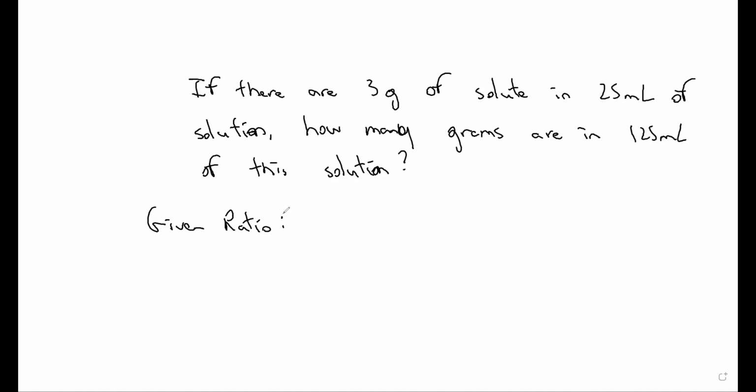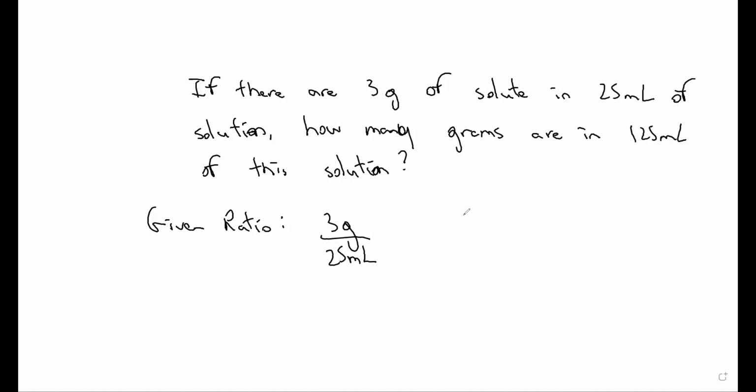So you just set it up as a ratio. And in this case, I could either put grams on top or I could put milliliters on top. At this point, it doesn't matter which one you put on top, but I'm going to put grams on top just for reasons that I'll explain later. So 3 grams corresponds with 25 milliliters. So you have to make sure you set that up properly and that the two pieces of info are actually connected together. So that's your given ratio.